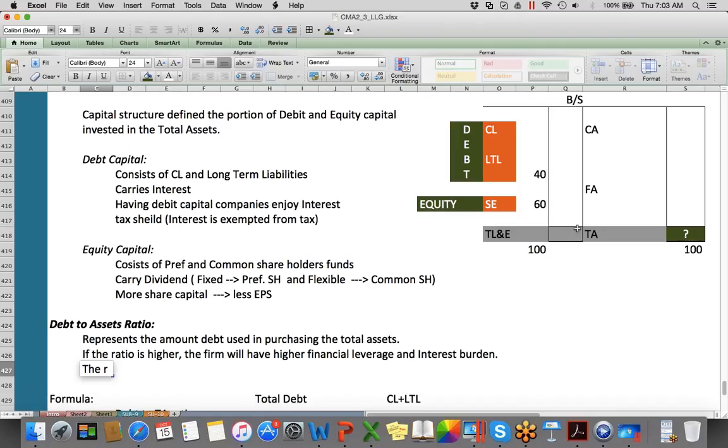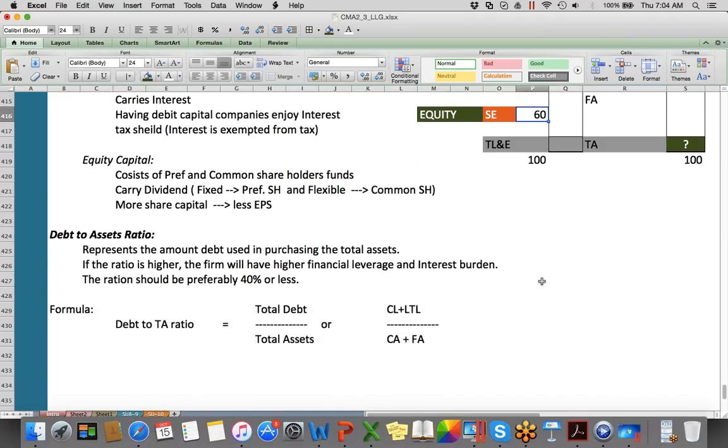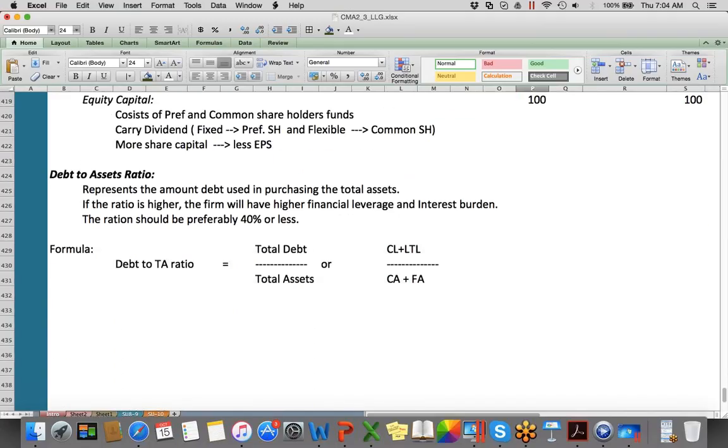The ratio should preferably be around 40% or less. So when you say 40% here, 60% is equity. Less means 38% here, and you will have 62%. So this is a good sign that more of your money is invested in the total assets. Okay, that is the debt to total asset ratio.